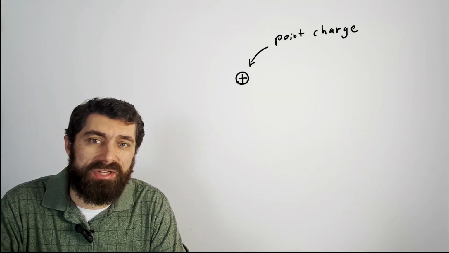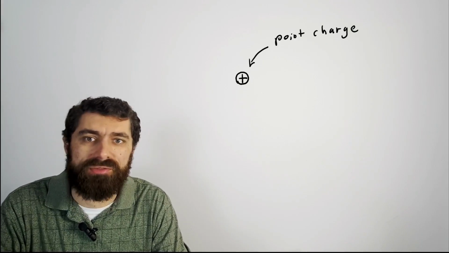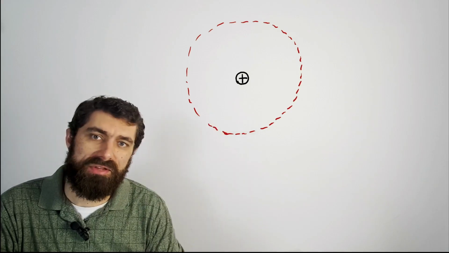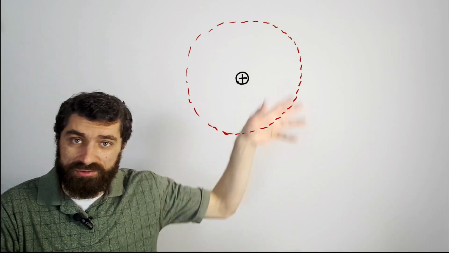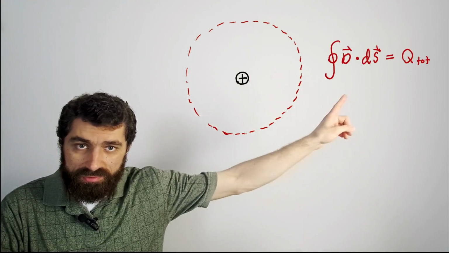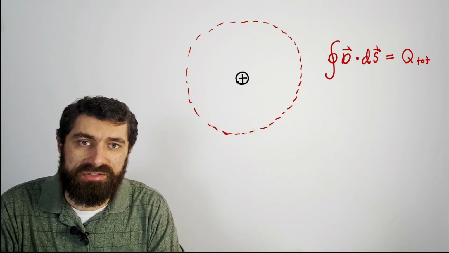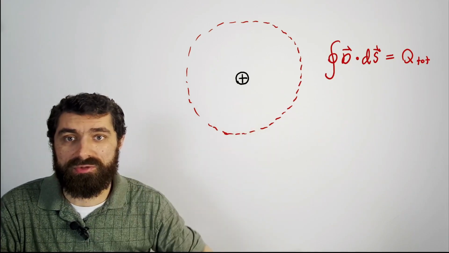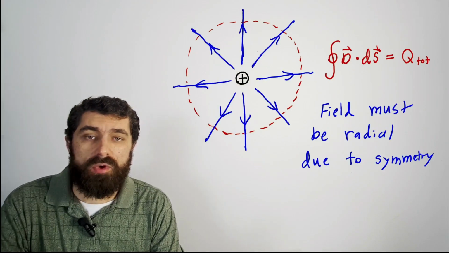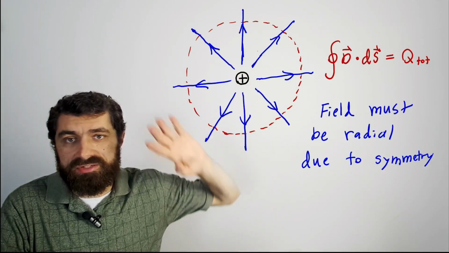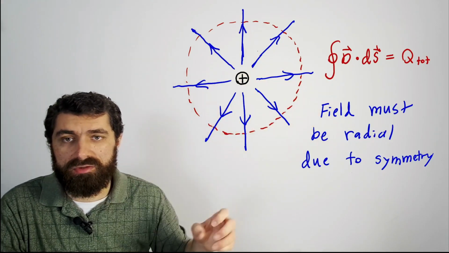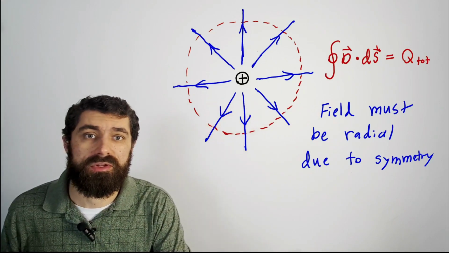So let's think about how we can apply this to a point charge. First, we can form a surface around the point charge here. I'll go ahead and do a spherical surface. And Gauss's law says that the integral of D dot dS is equal to the charge Q enclosed in this surface. So one thing I want to make note of is that because this is a perfectly symmetric problem, the field has to be radial, or spherically going outward, due to symmetry.